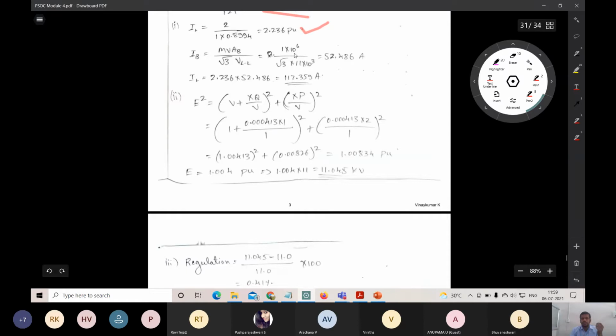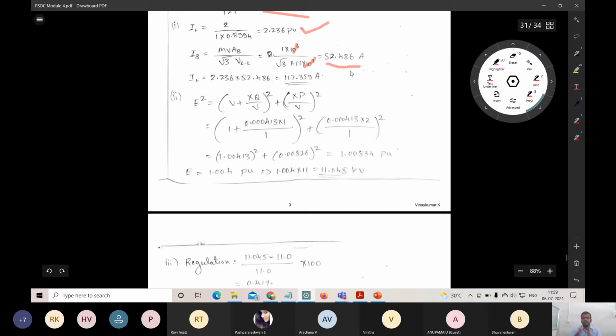Here this gets cancelled and 10 raised to 3 will be there. So 1 into 10 raised to 3, or 1000, divided by 11 root 3. So 1000 divided by 11 into root 3, you will get 52.486 ampere.